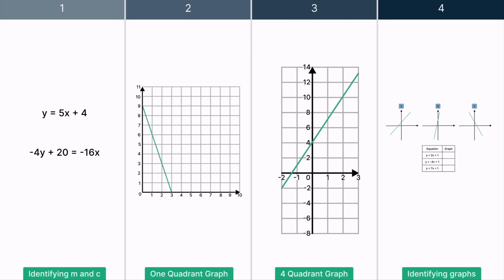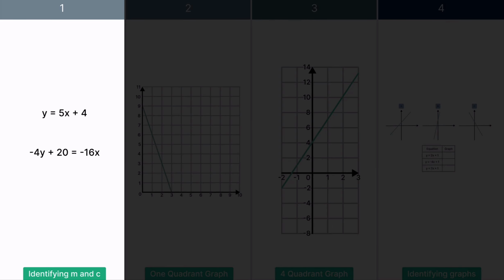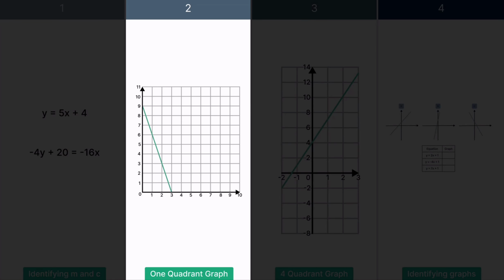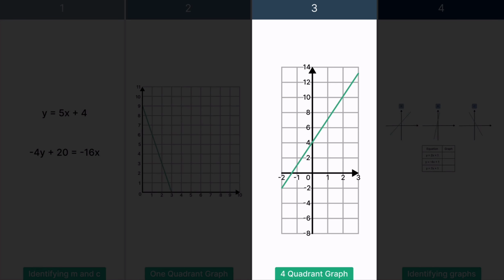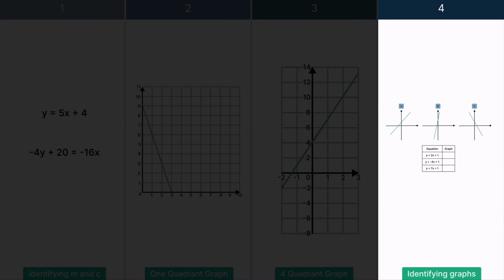Equation of a straight line y is equal to mx plus c is what we're looking at in this video. So the video is split into 4 parts. In part 1, we're looking at examples like this. How do you identify the gradient and the y-intercept from something like this? In part 2, we're looking at examples like this with 1 quadrant graphs. Then we're looking at examples like this with 4 quadrant graphs. And then finally, we're looking at examples like this on identifying graphs.